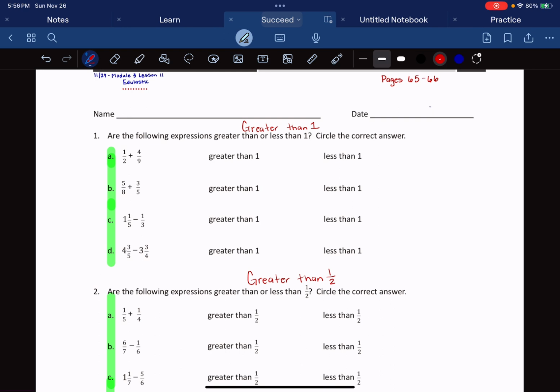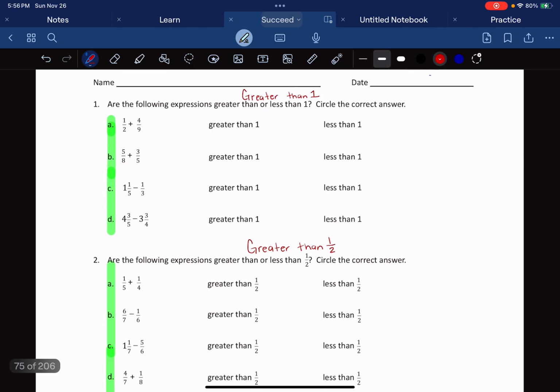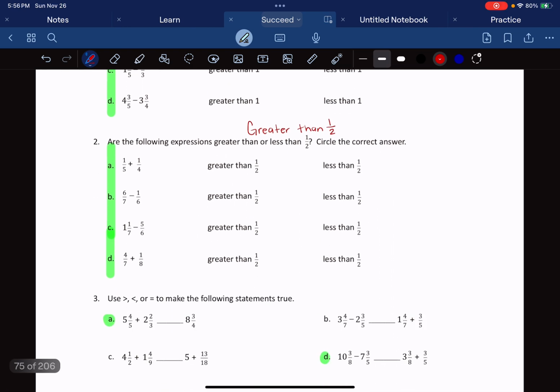So you need to work these out to figure out which ones are greater than 1, and those are going to be the ones that you select. Then on number 2, on Edge Elastic, it's going to ask you to select all of those that are greater than a half. So again, you're going to have to work out all 4 to understand which ones are greater than a half.